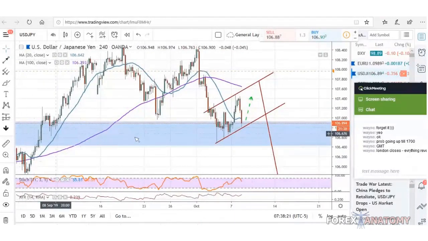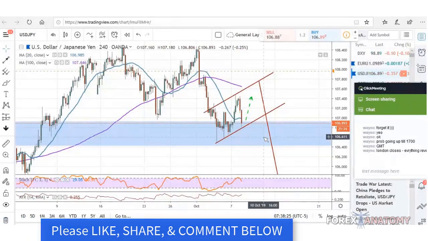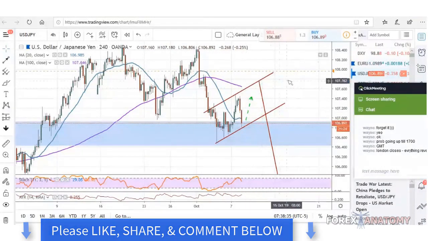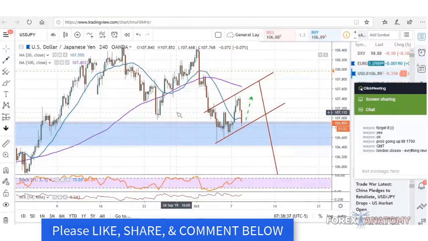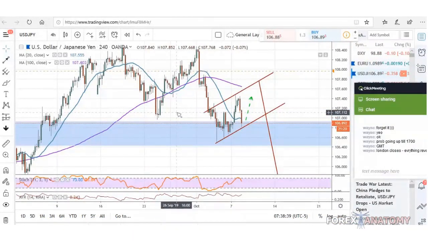But as I mentioned before, we're at this daily zone of structure support. So even if price does break below this trend line, we could still have bids or buyers positioned right at these lows down here, in anticipation to push price higher. So those are things you have to be aware of.